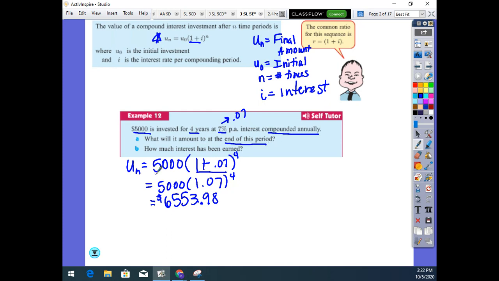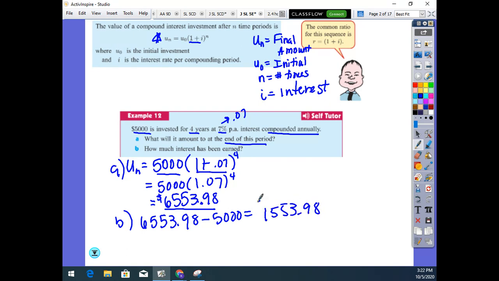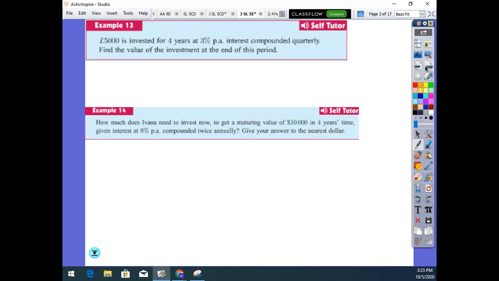So if she invested $5,000 and now she has this amount in her account, letter B says how much interest? Well, we just take our total amount minus the amount we invested. And we would always round dollars to the nearest cent and label it with dollars. And that's just our basic formula. Now it gets a little more complicated.